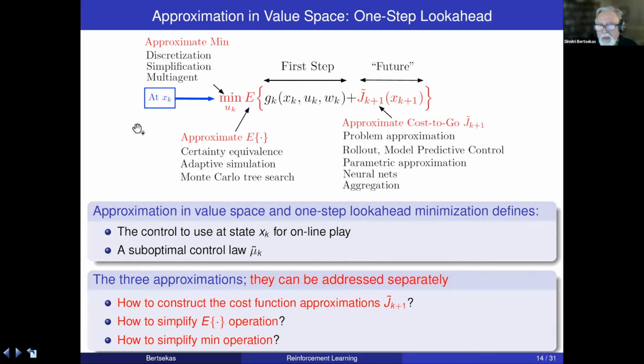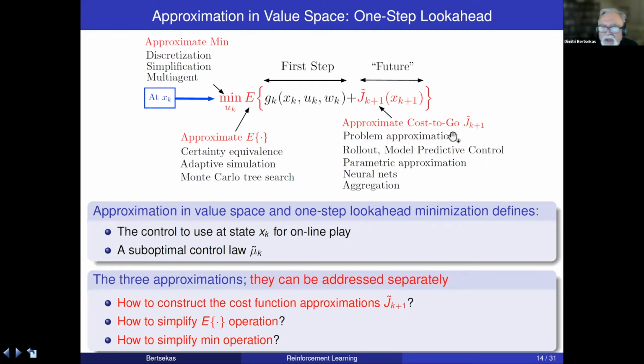Now, the big questions, and in fact, the focus in a lot of the remainder of this class, is how do we do all these things? And there are many different ways of doing it. How do we obtain J tildes? Well, one possibility is problem approximation. You start with a problem that is difficult, and you construct an approximate version that's easier to handle, and in fact may admit an exact dynamic programming solution.